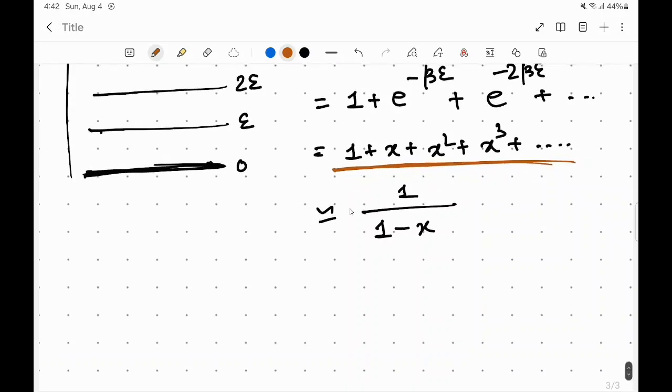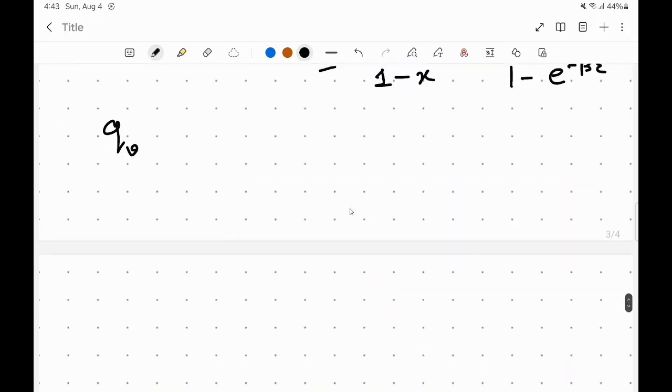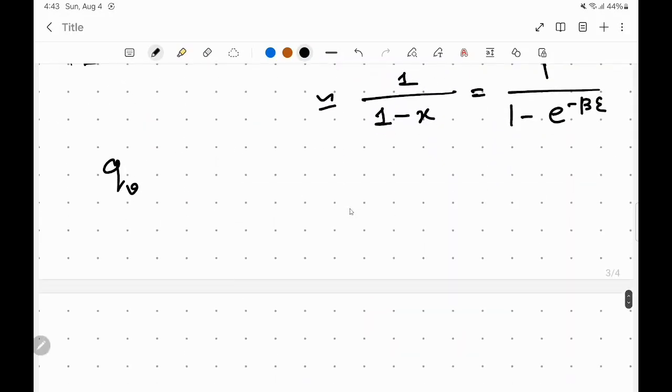So it is 1 by 1 minus x. So you can write it as 1 by 1 minus e to the power minus beta epsilon. This is our partition function, or you can say it is Q_V, because these are vibrational levels. Although sir did not mention in class, as the levels are vibrational levels, it is actually Q_V.